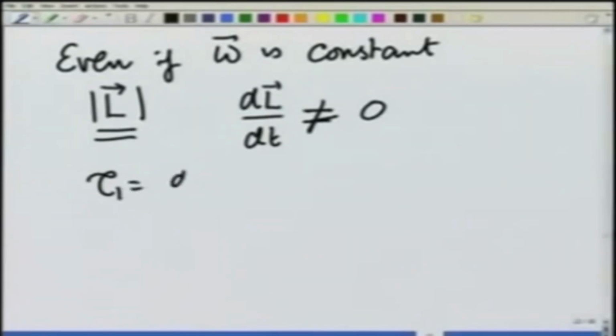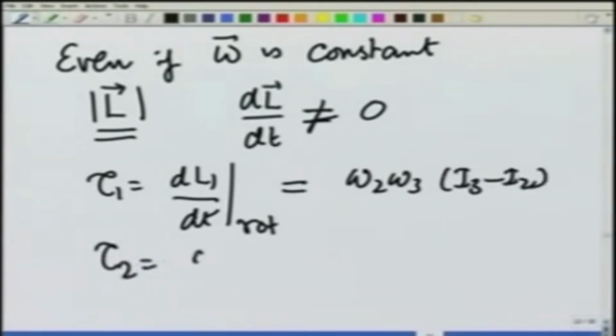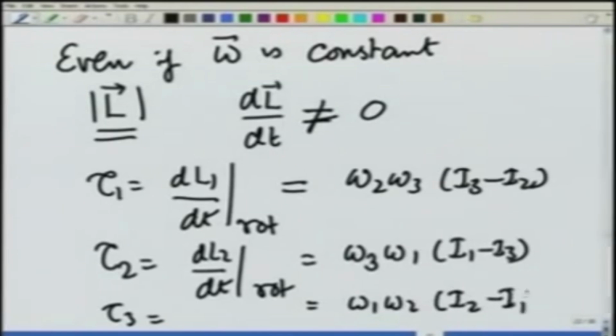We could calculate the torque either by using the general equation, which was tau 1, which is dL1 by dt, purely due to the effect of rotation, equal to omega 2 omega 3 times I3 minus I2, tau 2, which was dL2 over dt, purely because of rotation, equal to omega 3 omega 1 times I1 minus I3, and tau 3, which was dL3 by dt purely because of rotation, equals omega 1 omega 2 times I2 minus I1, or by taking the horizontal component of L and multiplying by omega, seeing how it is sweeping around when the body is rotating.